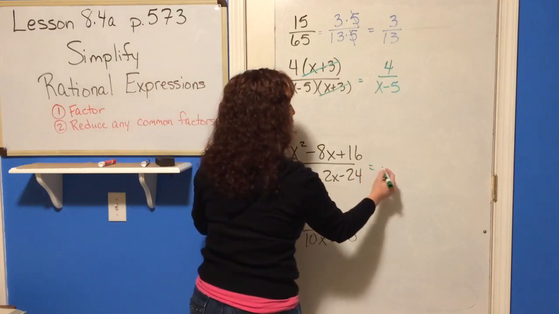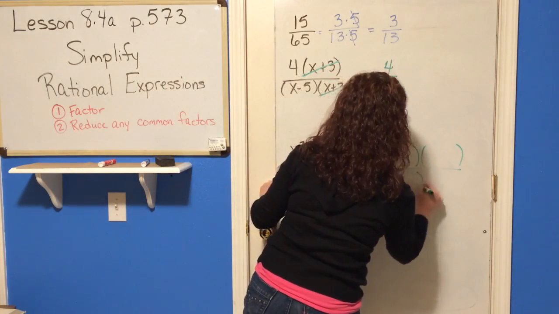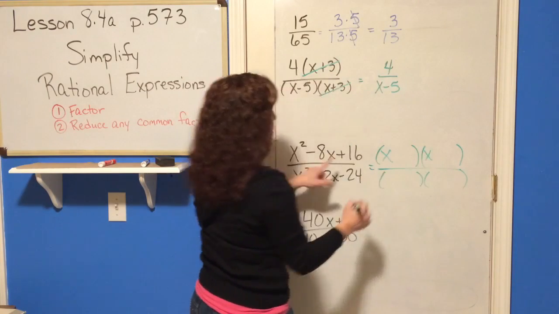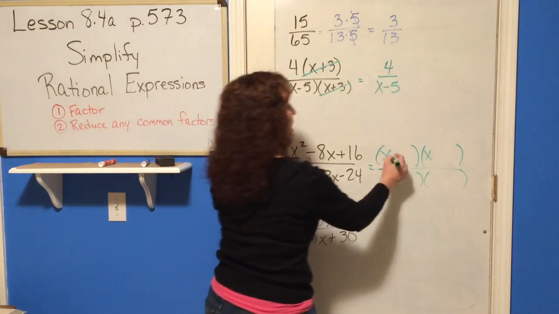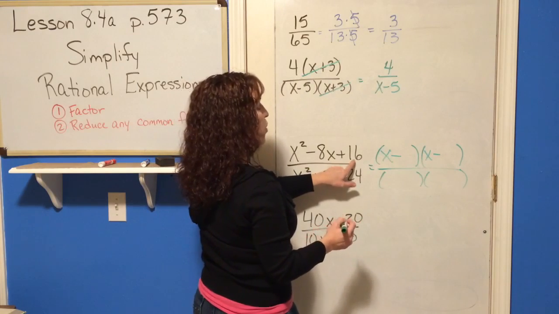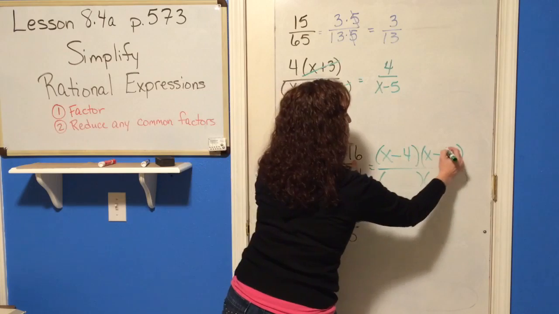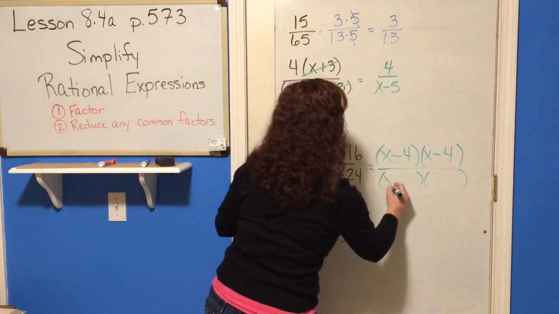So with this, we're going to factor binomials just like you know how to do already. So x squared is x and x. The signs are the same and the signs are negative. 16 is, oh, guess what? We've got a perfect square. 4 times 4 is 16, and 4 plus 4 is 8. There we go. This one is x times x.